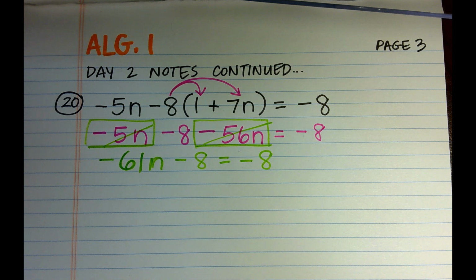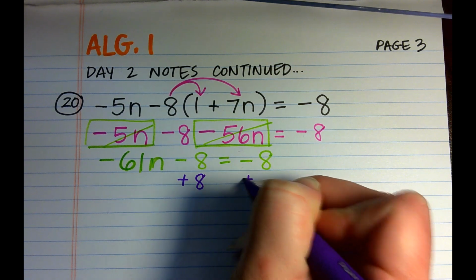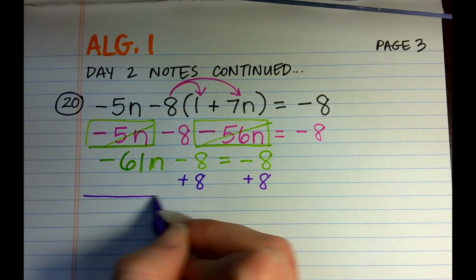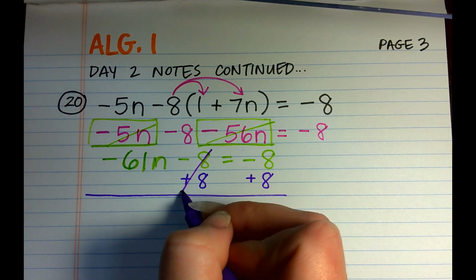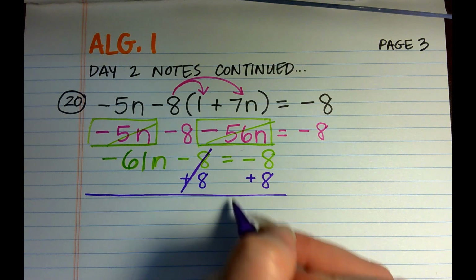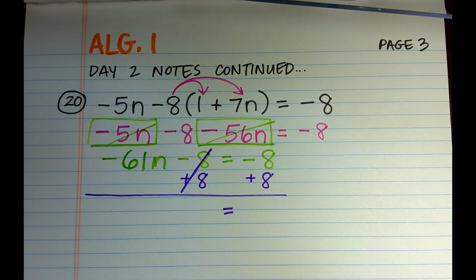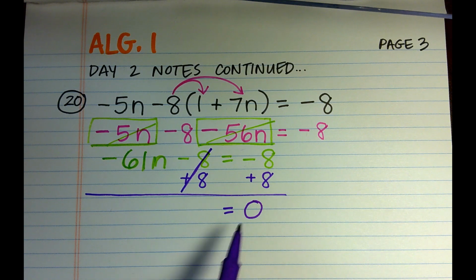You can add 8 on both sides. Let's add 8 to both sides. Okay, so +8, +8. And it cancels on both. So if it cancels, it means it becomes 0. We don't want to leave nothing on the other side. -8 + 8 = 0. We're going to put a 0 there.